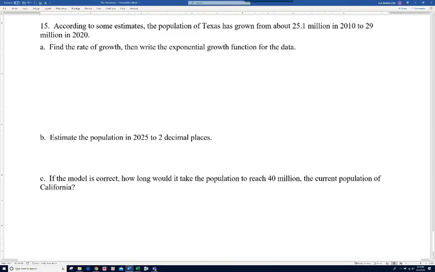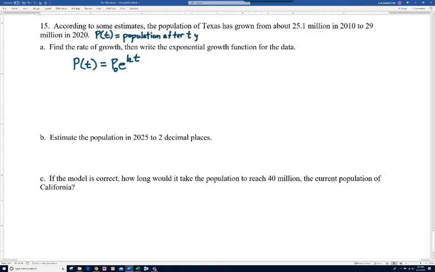But anyway, it says find the rate of growth, then write the exponential growth function for the data. So first of all, we're going to be using the growth function P of t is equal to P naught times e to the kt power. Now it's important to remember what each part represents.